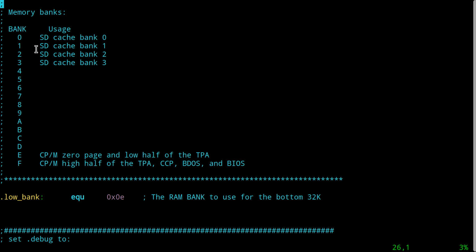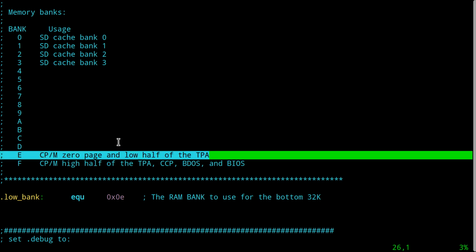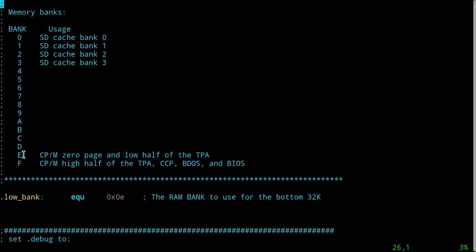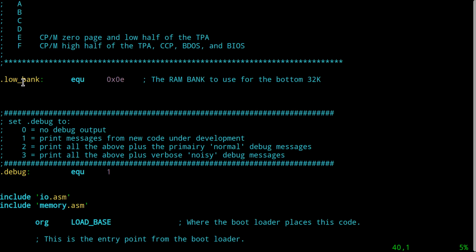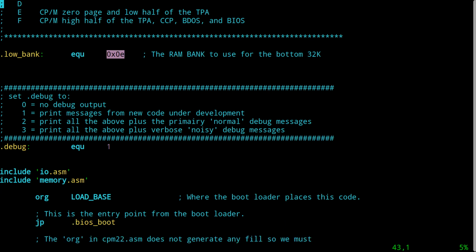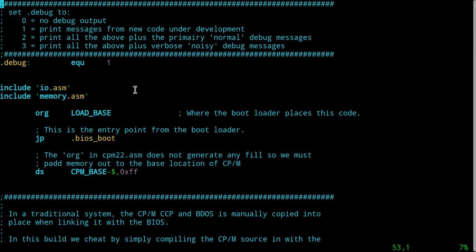So what do I do? The big change is I moved the CP/M zero page and the TPA. I'm going to run it on bank 14 instead of 0, okay? I'm going to formalize that by creating a symbol called low bank, and I'm going to set it to E, so that if I need to use it anywhere else in the BIOS, I have a name instead of this hexadecimal E floating around, this disembodied number that has no meaning otherwise, right?